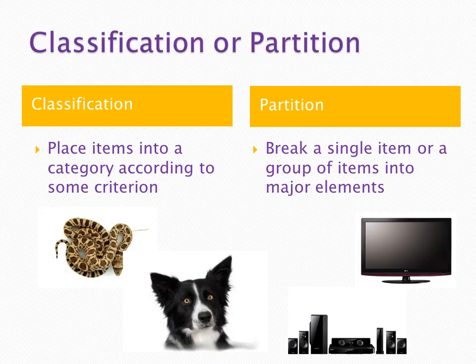The next method is classification or partition. Classification systems assign items into certain categories, such as a large-breed dog or a small-breed dog, or venomous or non-venomous snakes. Partition is a process of breaking a single unit into smaller units. For example, a home theater system is a complete unit, but it can be broken into smaller units: a television, speakers, a DVD player, and other parts. The partition system of organization is often used in equipment catalogs or technical brochures.